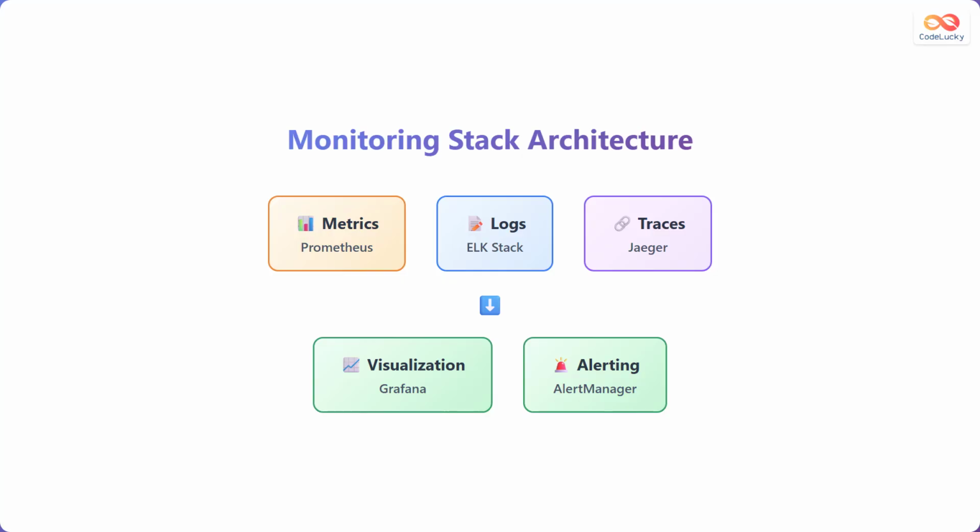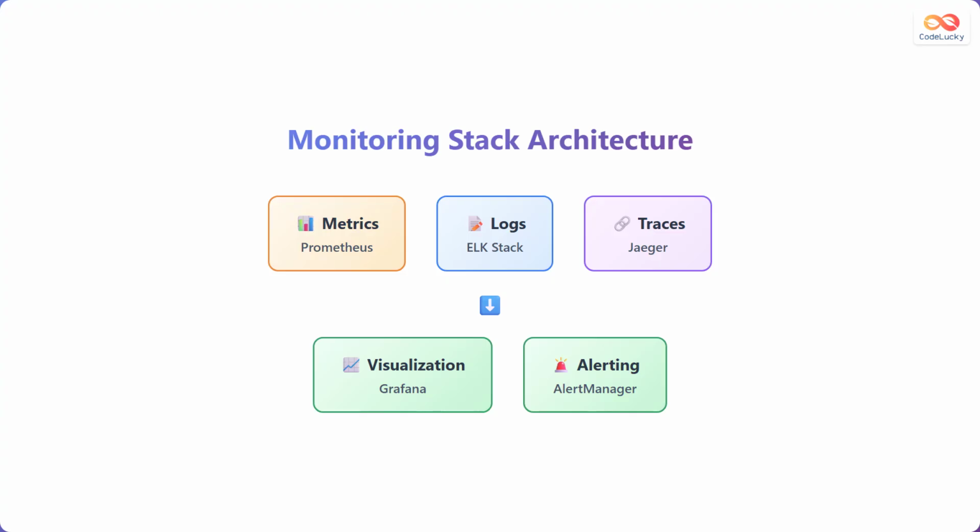A complete monitoring stack combines multiple tools to provide comprehensive observability. The architecture typically has three main data types. Metrics are collected by Prometheus, which scrapes endpoints and stores time series data. Logs are handled by the ELK stack, consisting of Elasticsearch for storage, Logstash for processing, and Grafana for visualization. Traces are collected by Jaeger, which provides distributed tracing capabilities. These three pillars feed into visualization and alerting layers.